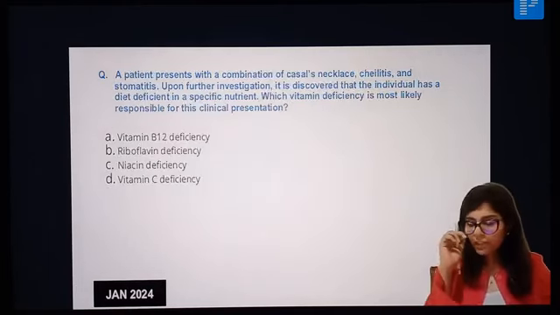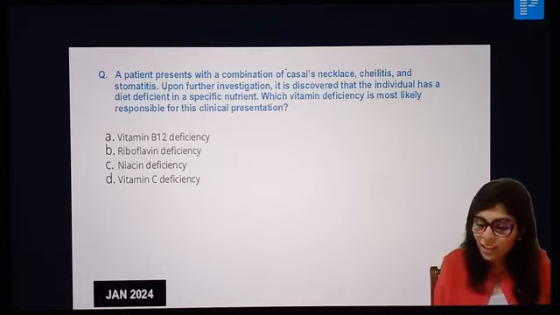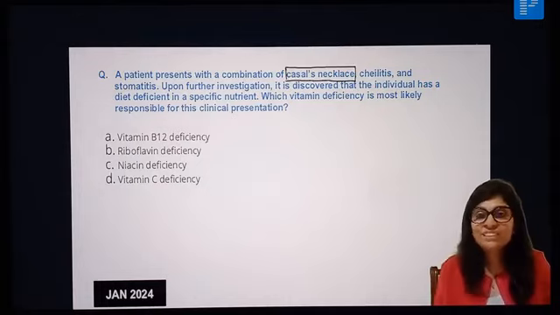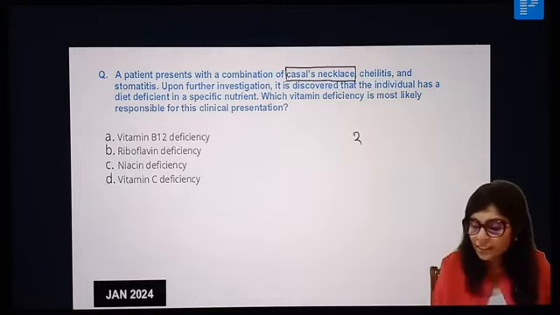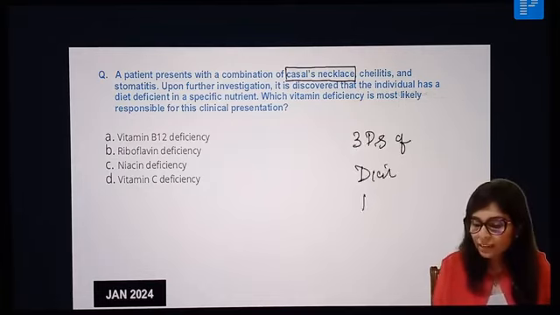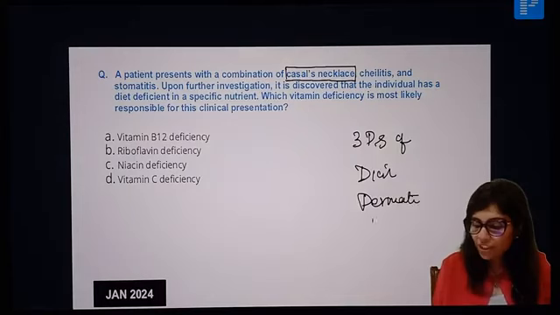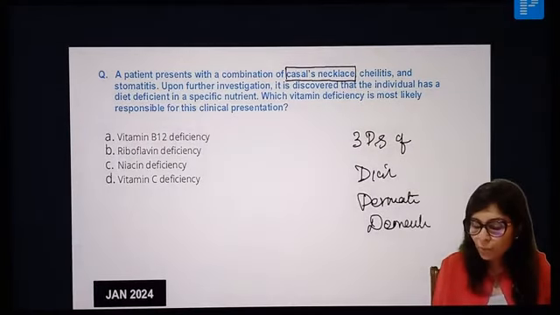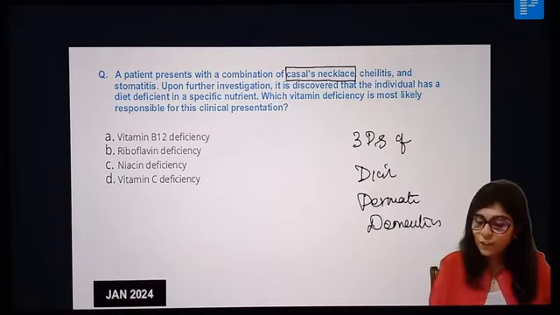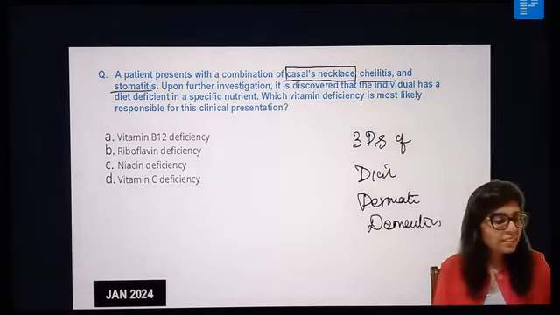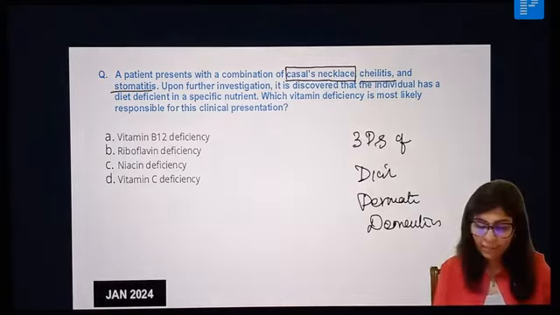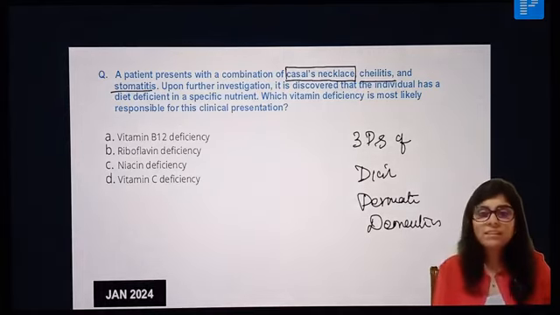A patient presents with a combination of Casal's necklace. The moment you see Casal's necklace, what will you think of? Niacin deficiency or pellagra, right? What are the 3 Ds of pellagra? Diarrhea, dermatitis and dementia. And for dermatitis, you will remember Casal's necklace. So Casal's necklace, cheilitis and stomatitis. Upon further investigation, excellent all of you. Mohammed Amir, it is not vitamin C deficiency. Casal's necklace is a part of pellagra.